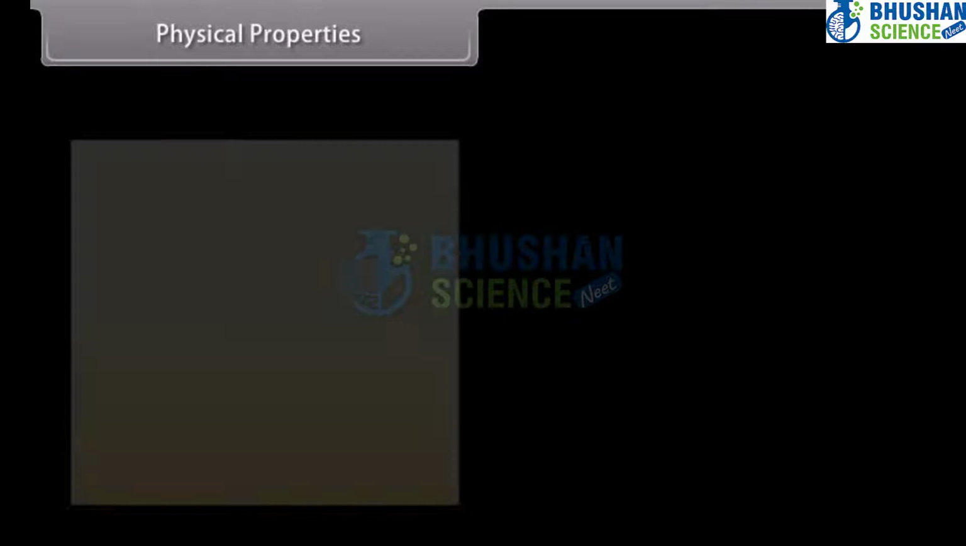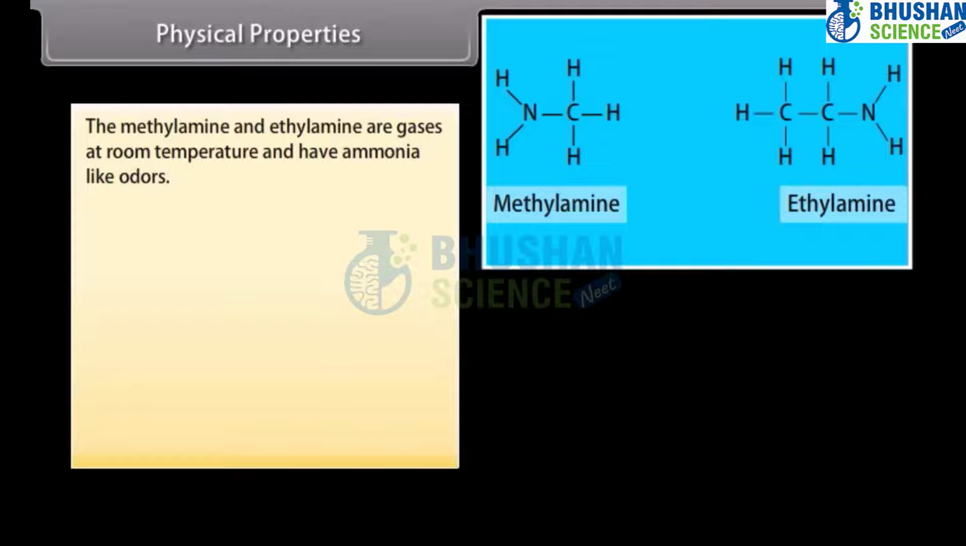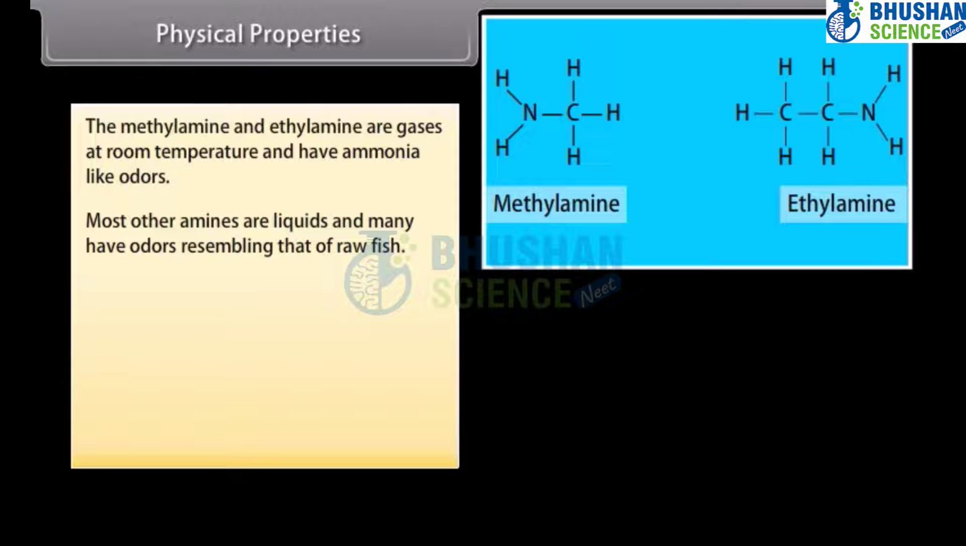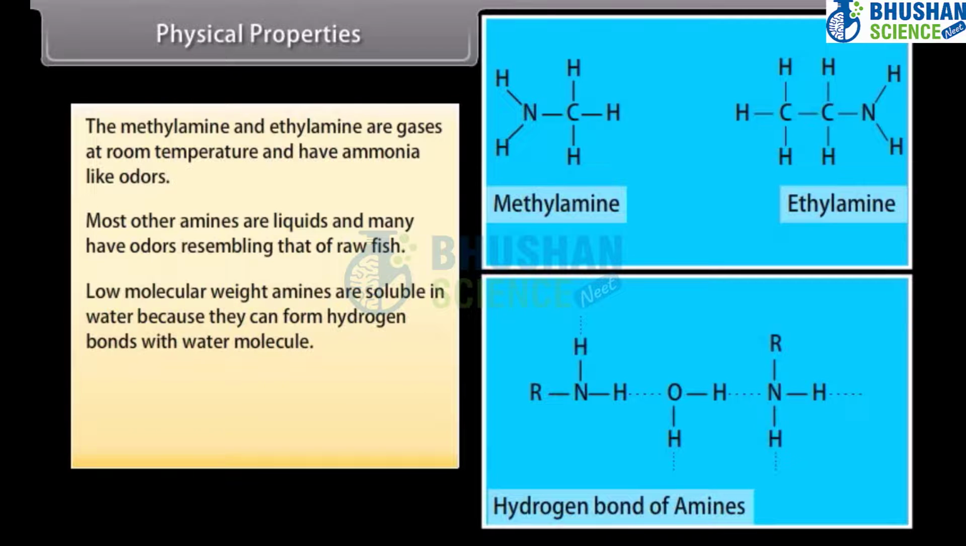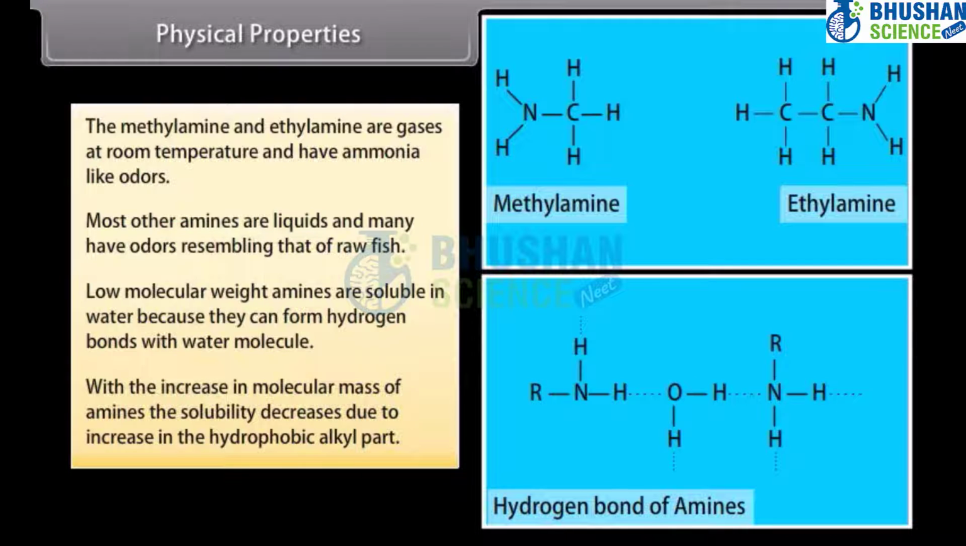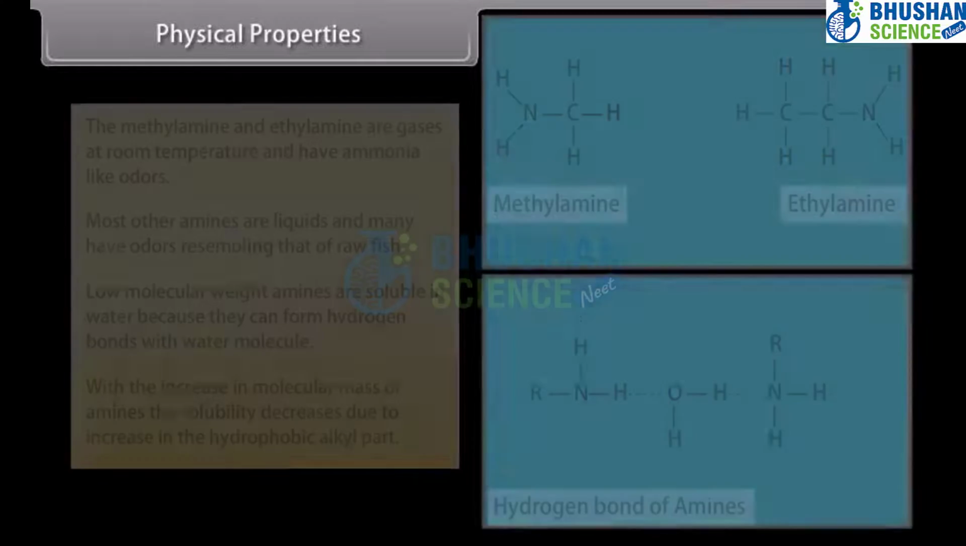Physical properties. Methylamine and ethylamine are gases at room temperature and have ammonia-like odors. Most other amines are liquids, and many have odors resembling that of raw fish. Low molecular weight amines are soluble in water because they can form hydrogen bonds with water molecules. With the increase in molecular mass of amines, the solubility decreases due to the increase in the hydrophobic alkyl part.